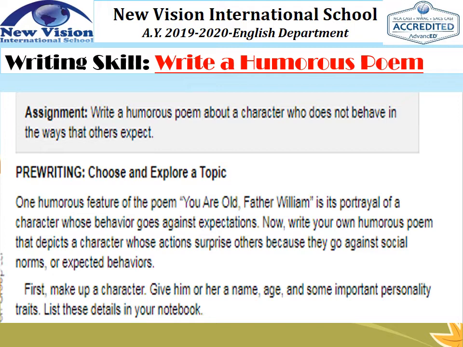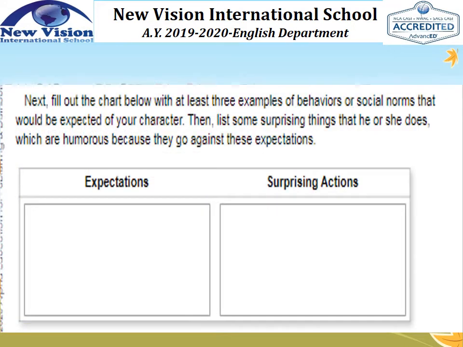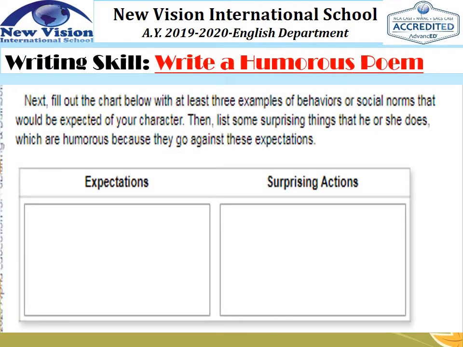The first thing that you will do on your A4 paper or on your page 256, make up a character. Think about a character. Give him or her a name, age, and some important personality traits or characteristics. List 3 details in your copybook or in your A4 paper. Again, you have to make up your character.